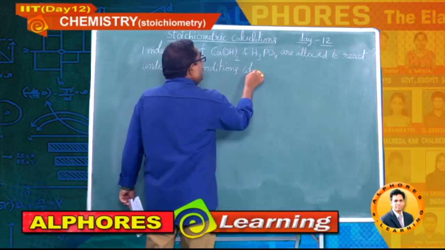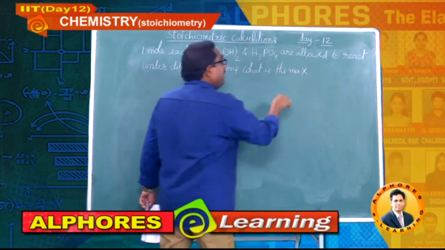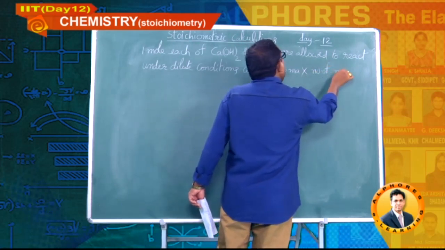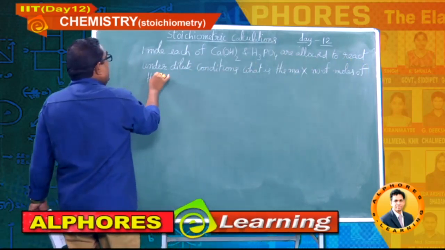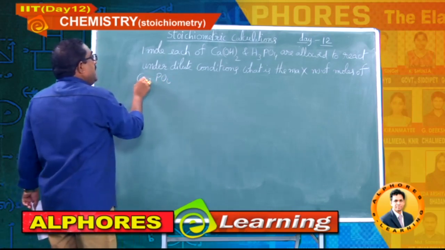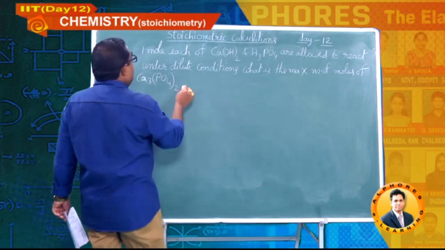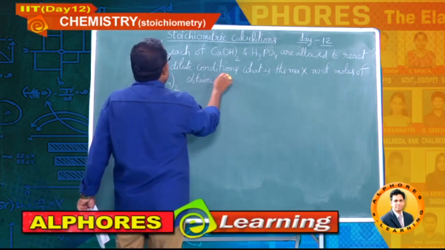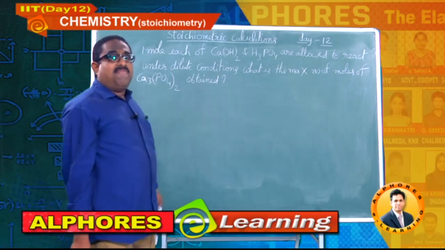What is the maximum number of moles of calcium phosphate, Ca3(PO4)2, obtained? So he has given the product also indirectly as calcium phosphate.